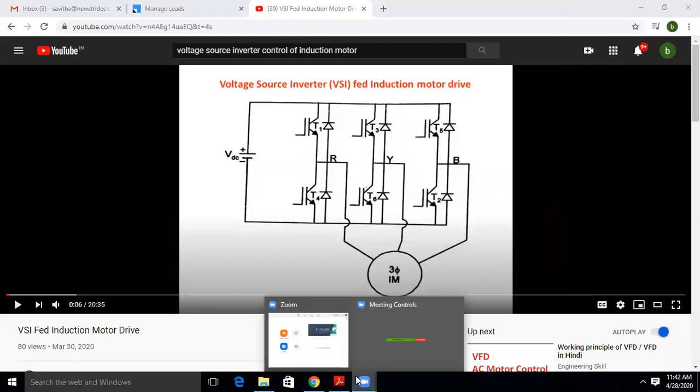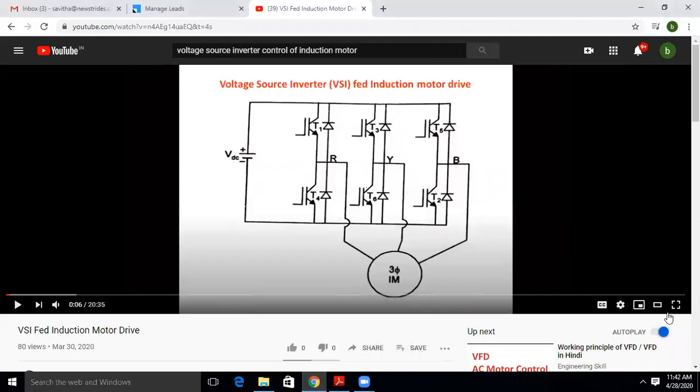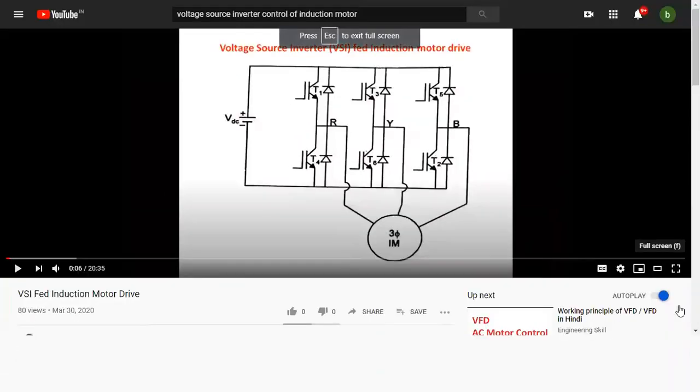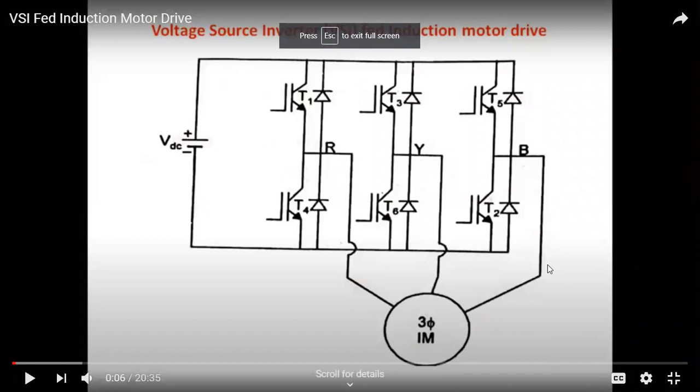Then we have seen the starting of induction motor, and then the braking of induction motor. We have also seen the speed control of induction motor. In the previous section, we saw the various types of speed control of induction motors. In that, we discussed the stator voltage control, and again variable voltage frequency control from the voltage sources.